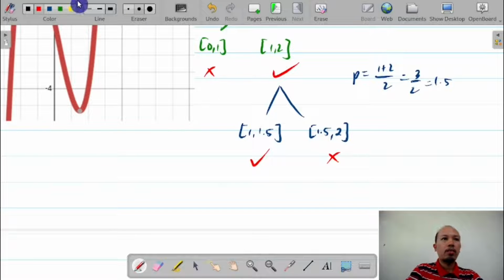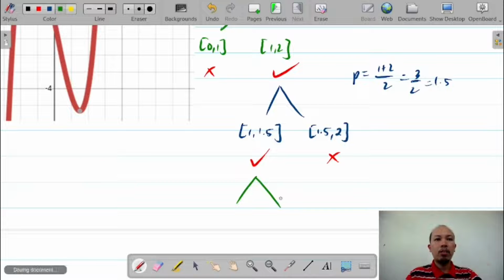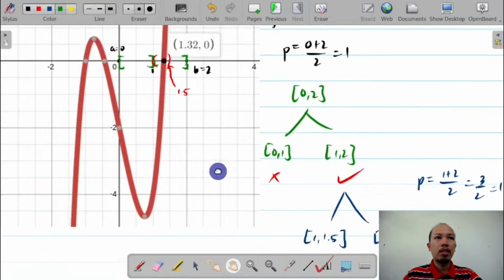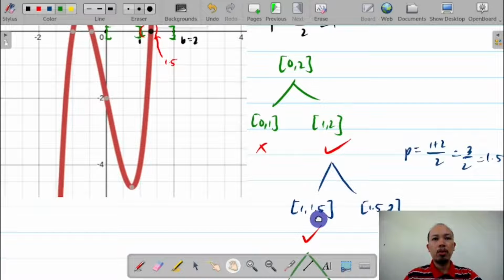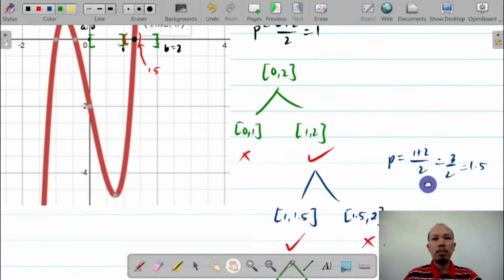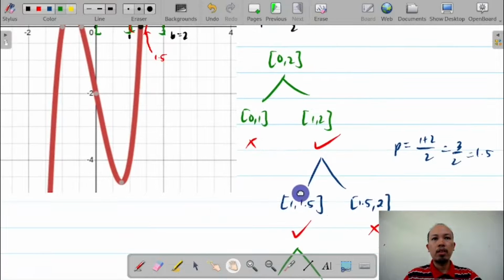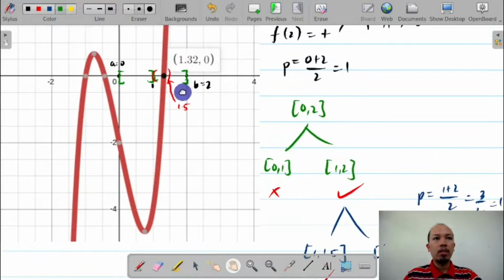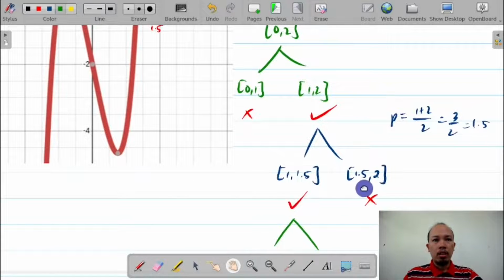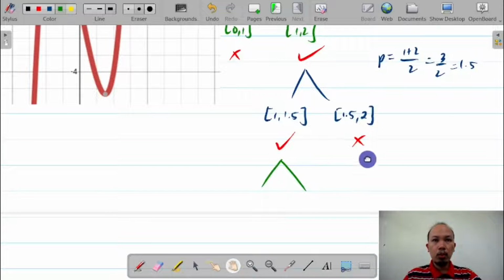Then divide this again. I think we are now closer to the root. The answer is 1.32, or if you look closely, 1.31 something. So this is much closer. If we stop at 1.5 as our root, then the error is big, so continue to divide again.